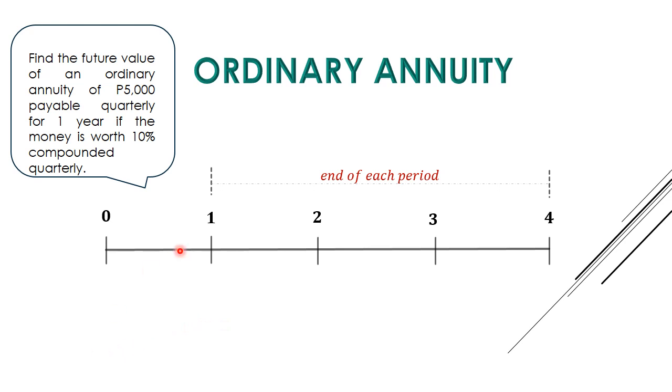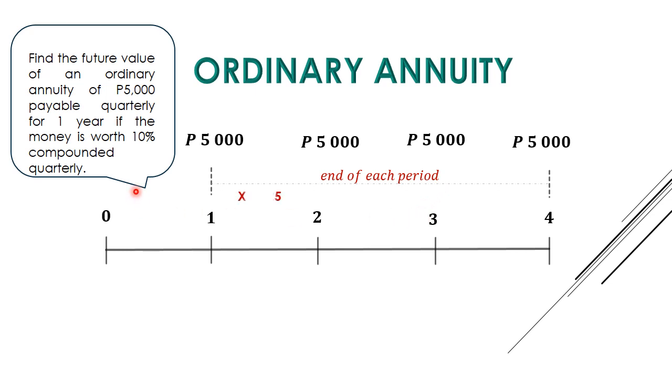Now since the periodic payment there is 5,000, you pay 5,000 at the end of every quarter. So for the second quarter, 5,000. For the third is 5,000, and lastly is 5,000. Since that's what an annuity is, right? We make equal payments for every period.